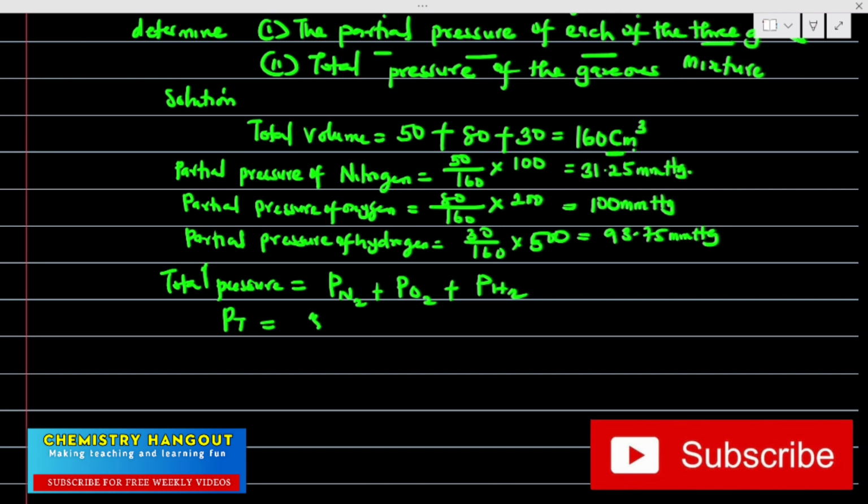So the total pressure, PT, will be 31.25 plus 100 plus 93.75. Let me use my calculator. 31.25 plus 100 plus 93.75, and that's giving me 225 mmHg. So our PT is equal to 225 mmHg, and that is the total pressure. So that is that, guys. Very simple.